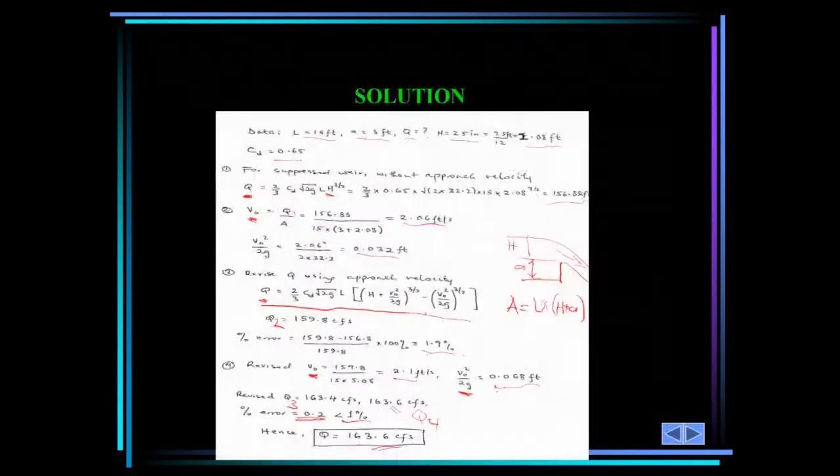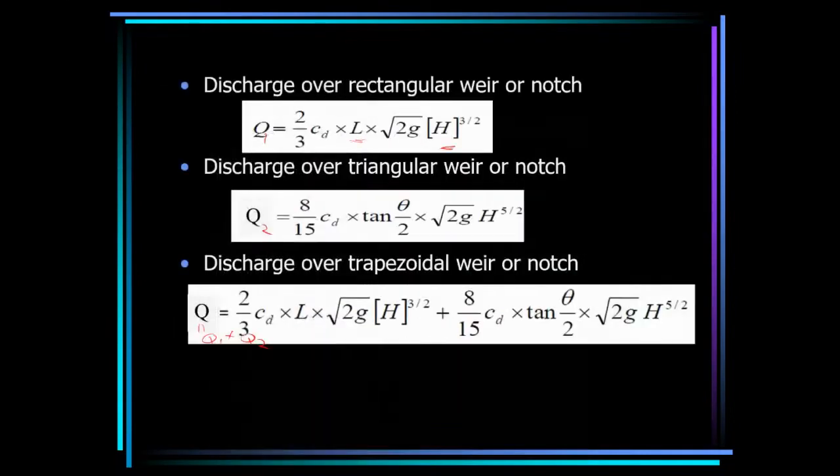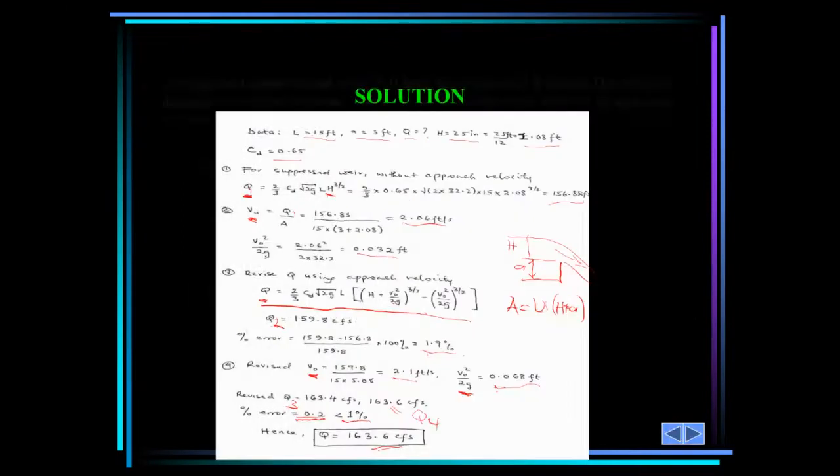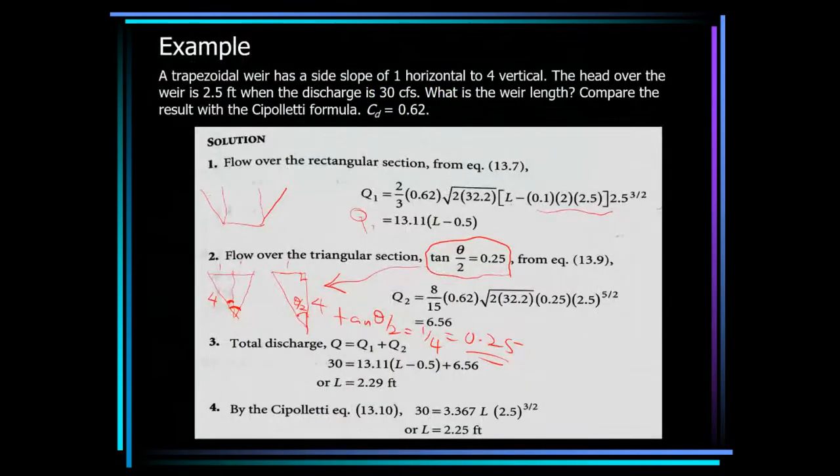And don't forget, this is the formula for the triangular weir. For the triangular weir, it has no term in length, it has only the head above the crest. Here we find Q2, and to find L, the total discharge in the trapezoidal section is Q1 plus Q2, and the total discharge has been provided from the problem as 30 cubic feet per second. So the only unknown here is L, which can be made the subject of the formula, which is 2.29 feet.